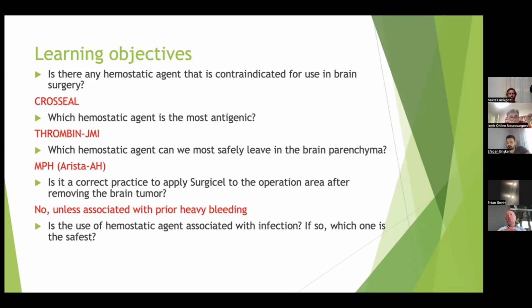Then, is the use of hemostatic agents associated with infection? If so, which one is the safest? Yes, hemostatic agents can be associated with infection. There is nothing like safest, but possibly Ostene, because it gets absorbed very quickly, and MPH also gets absorbed, so it is safe to use in infection.